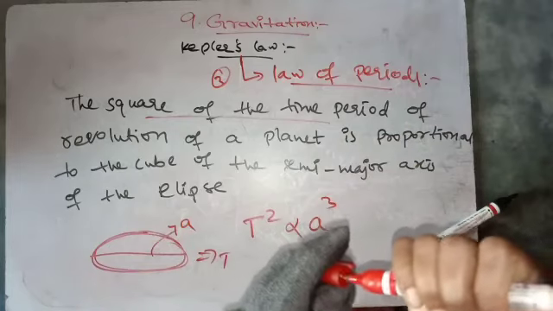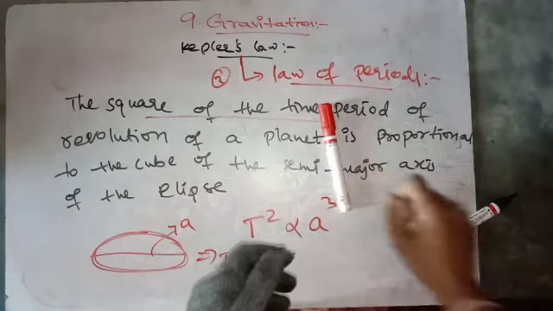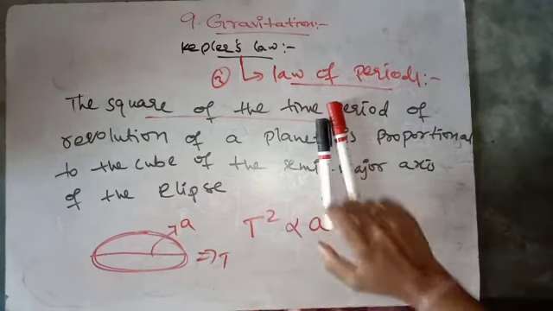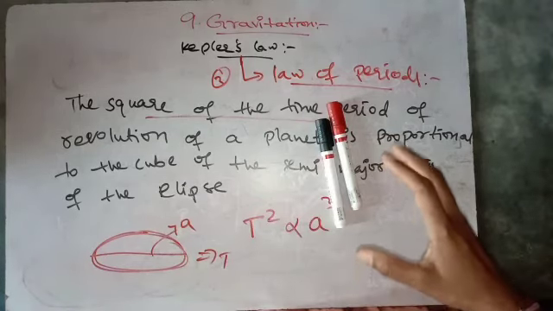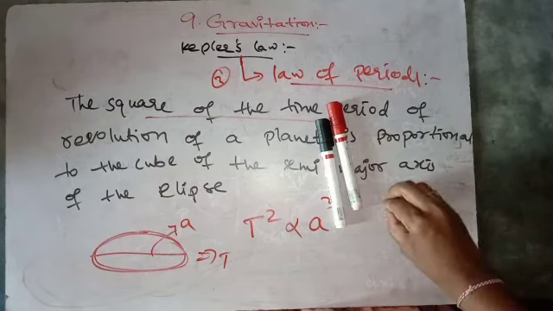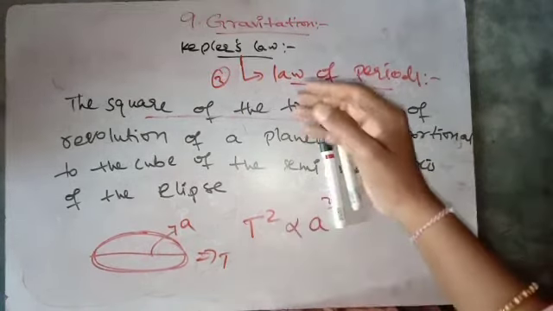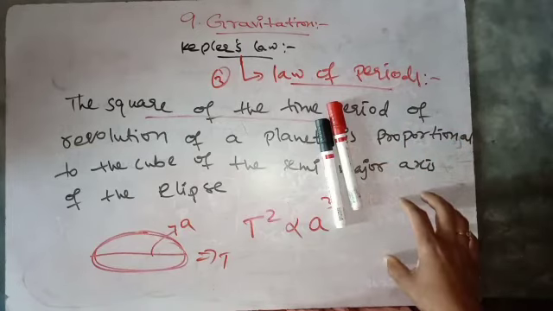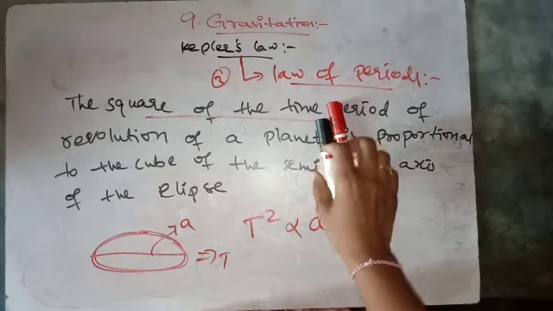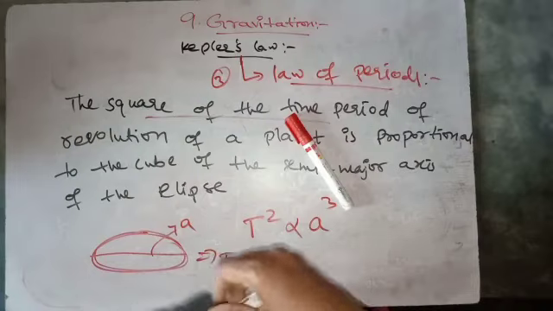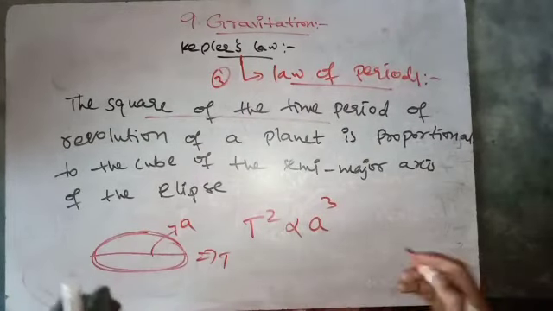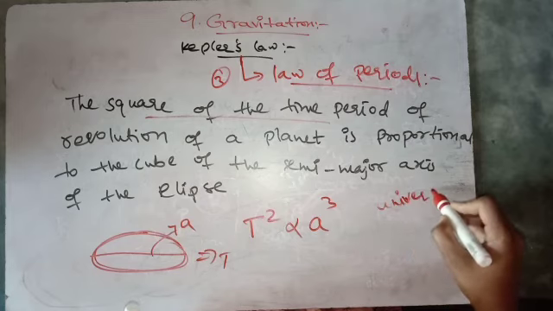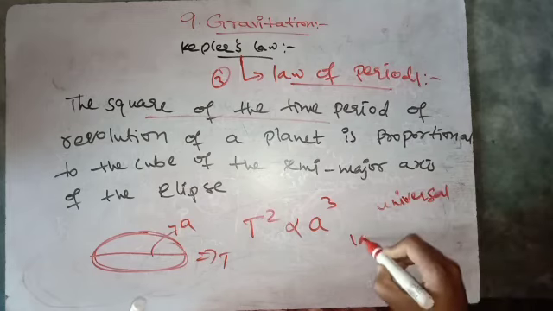These are the three statements which were given by Kepler and are named as Kepler's laws. And from these three laws, Newton proposed the universal law of gravitation.